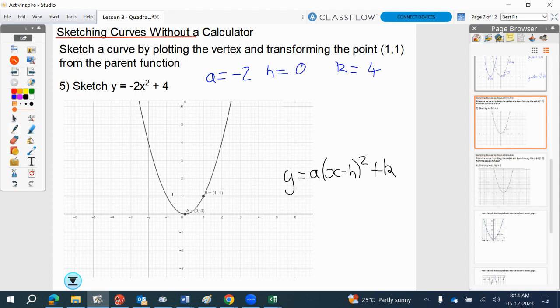What are the new coordinates of the vertex going to be? 0, 4. The vertex is always h, k. So this is going to be 0, 4. Plot that first. So 0, 4.